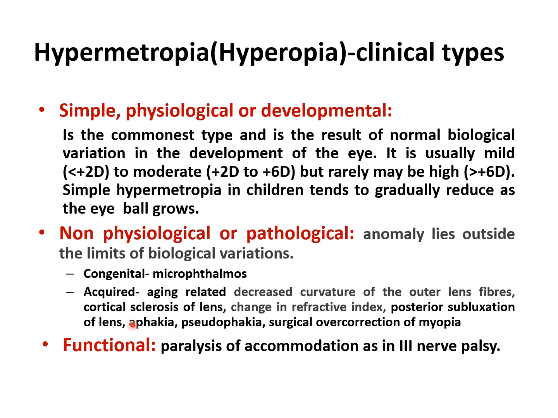These days, aphakia is not so commonly seen, as we usually do not leave the eye after cataract surgery without an intraocular lens implant. And hypermetropia in pseudophakia and surgical overcorrection of myopia is also not so common. Now, functional type of hypermetropia is seen in paralysis of accommodation, as in third nerve palsy.